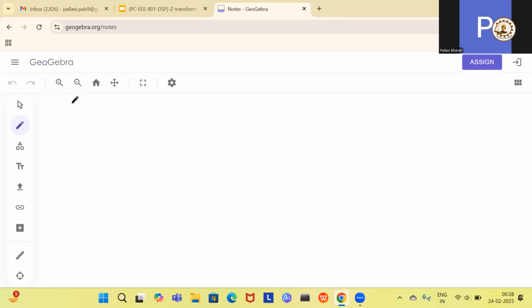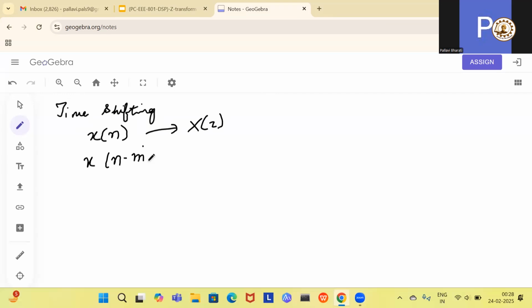which is called the time shifting property. Now, what is meant by time shifting is that if you shift the original signal by some duration of time, how is the Z transform of the signal going to change? So suppose I have the Z transform of x[n] as X(z). I am shifting this signal by say m units. Then what will be its Z transform? The time shifting property says that its Z transform will be z to the power minus m X(z).